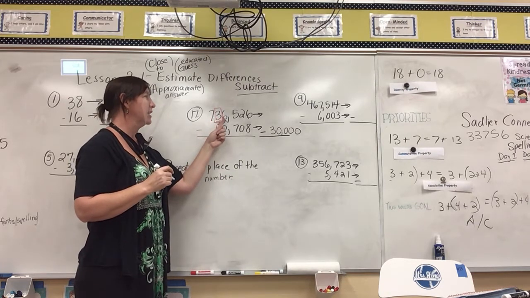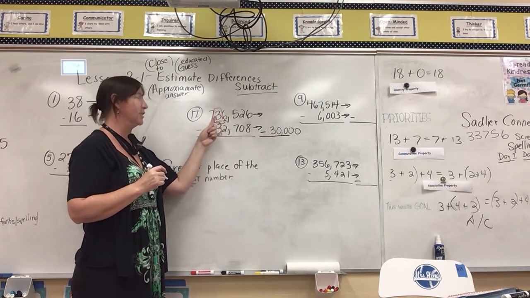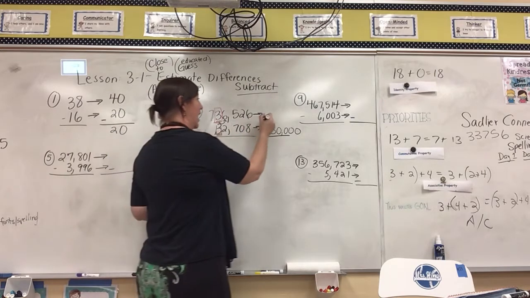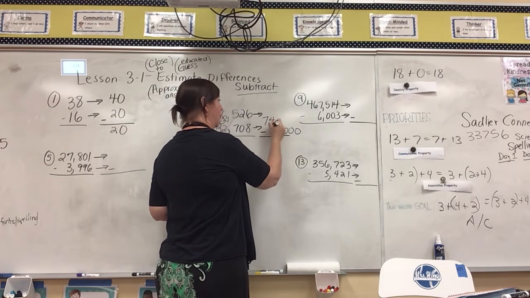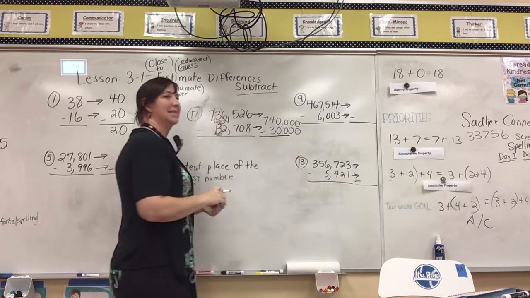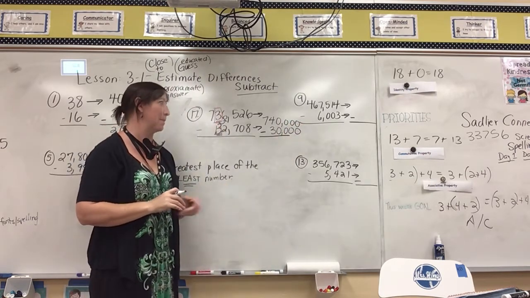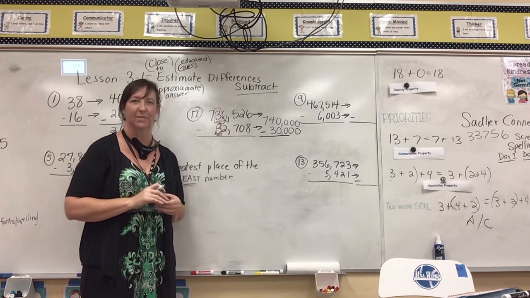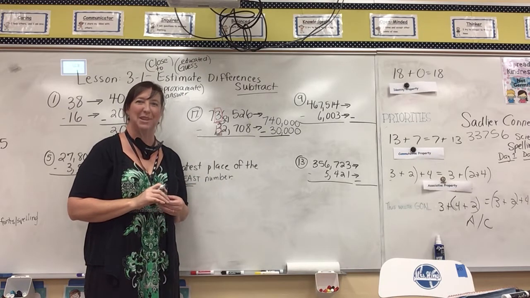And so you could see that this number is greater than 5, so this goes up to a 4. So that number is 740,000. It's 740,000 minus 30,000. Now I'm going to give you a few minutes to write that down.